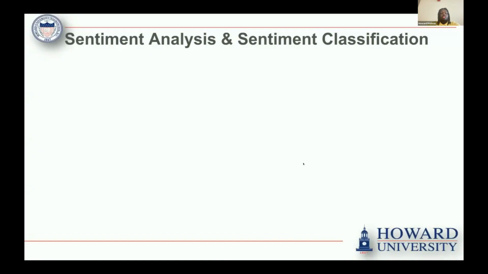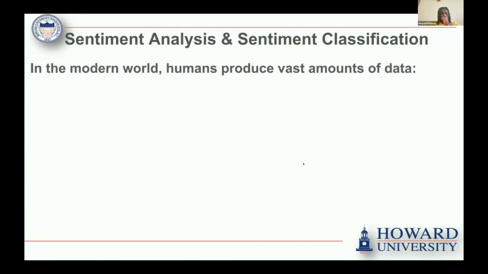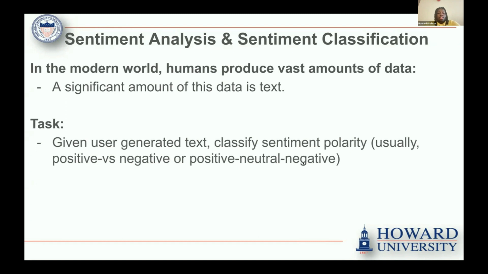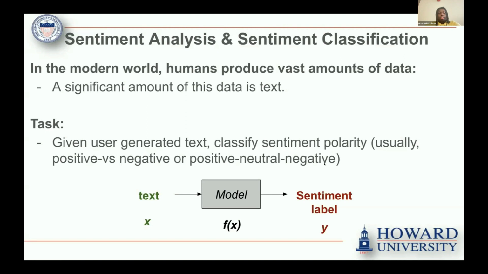Sentiment analysis. In the modern world, humans produce vast amounts of data, and most of that data is in text. The task is, given user-generated text, classify sentiment polarity, usually positive versus negative, or three classes of positive, neutral, and negative. The text goes into the model, and then the model produces a sentiment label of either positive, negative, or also neutral in the three-class case.